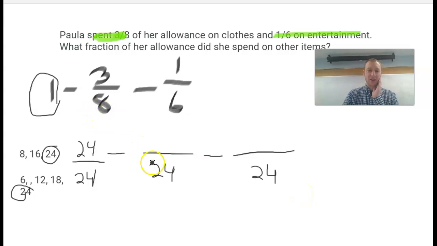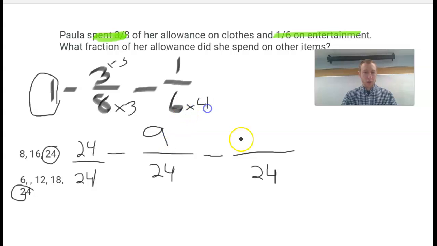So how would we go from 8 to 24? 8 times 3 is 24. So 3 times 3 is 9. 6 times 4 is 24. 1 times 4 is 4. Okay, so let's start subtracting. So now I've got a common denominator all the way around.